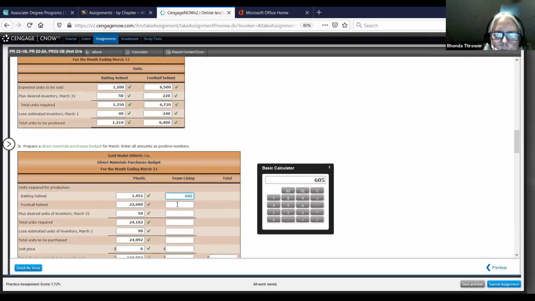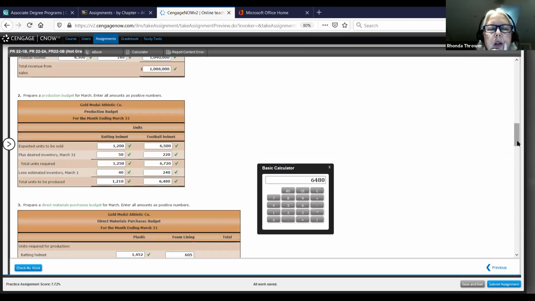For the football helmets, the number of helmets is 6480. So I'm going to put 6480 here into my calculator. That's the number of helmets. And then I'm going to multiply it by the amount of foam lining for the football helmets.